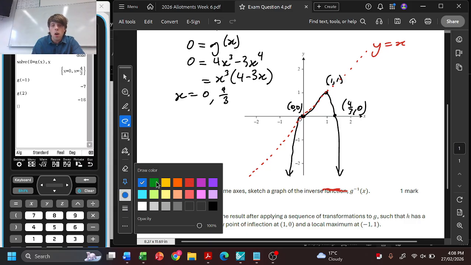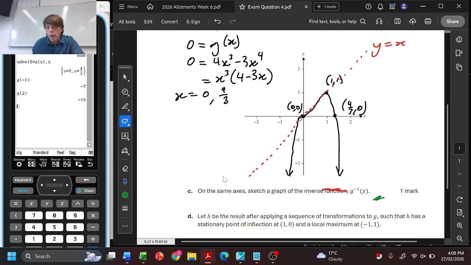Essentially what that means is we're going to sketch, and I'm going to do this in green, each of these points, and we're basically going to flip the x and the y values. So x and y are the same here and here, because it passes through that line. For this one here, 4 on 3, 0, that was the x-intercept. That is actually going to become the y-intercept. So I can go ahead and put that in over here. So that is 0, 4 on 3. See how I've just flipped the x and the y values around.